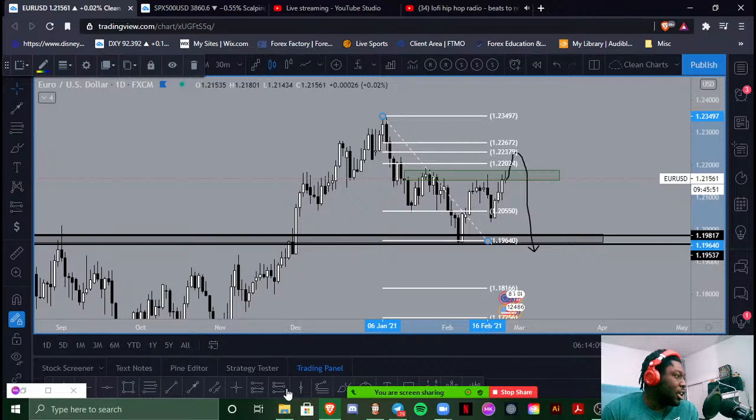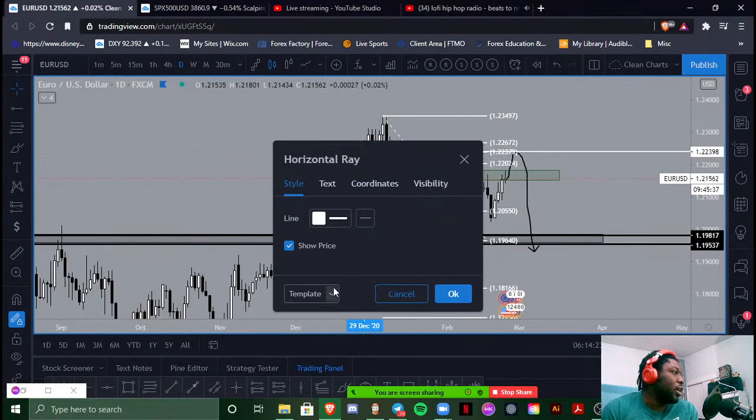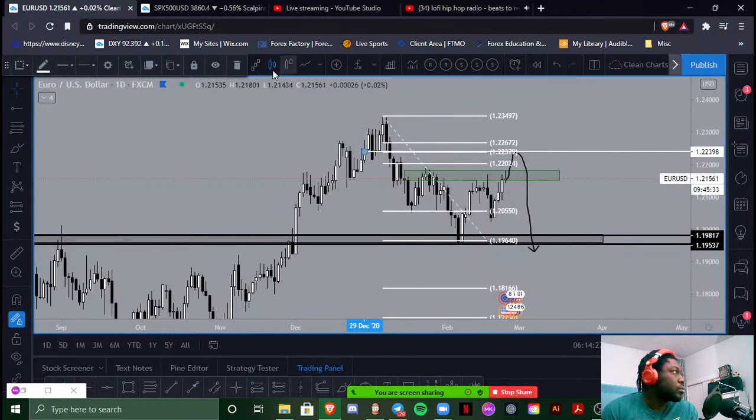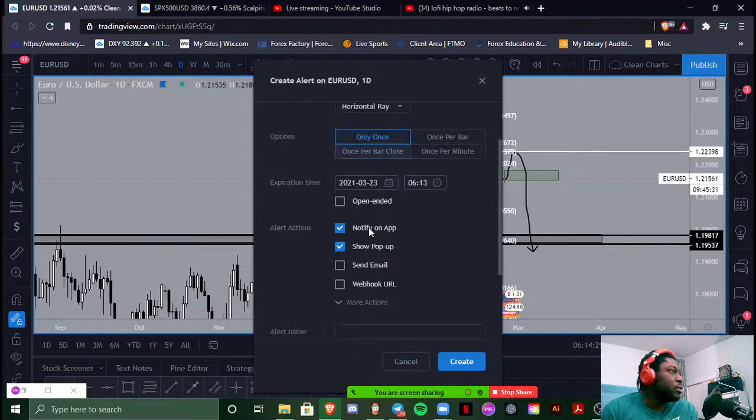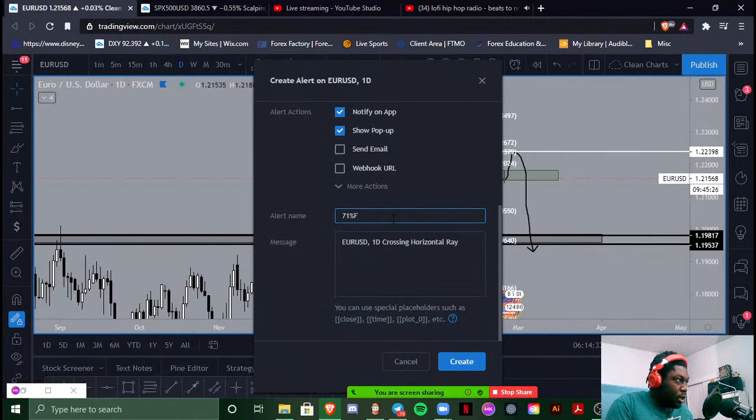But to say that I'm going to get into a sell or a buy at this point in time would be kind of irresponsible of me. So I'm just going to go ahead and set an alert here to tell me that price came up to 1.22400 or 1.22. Yeah, 1.22400 isn't bad. What am I doing? Set alert. 71% fib. Daily fib.